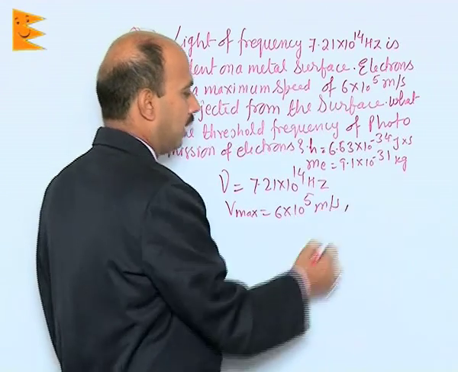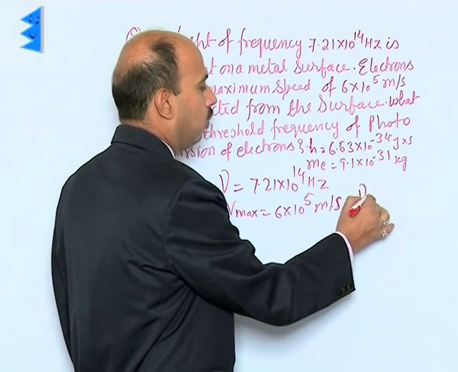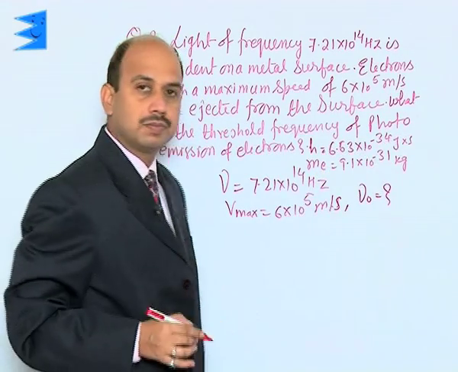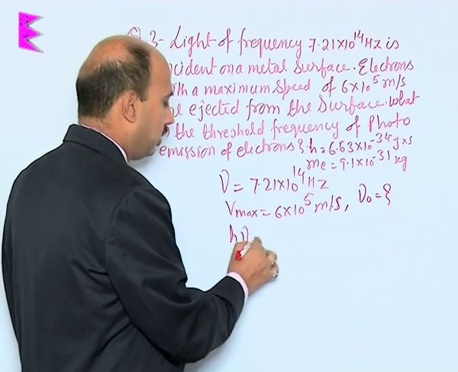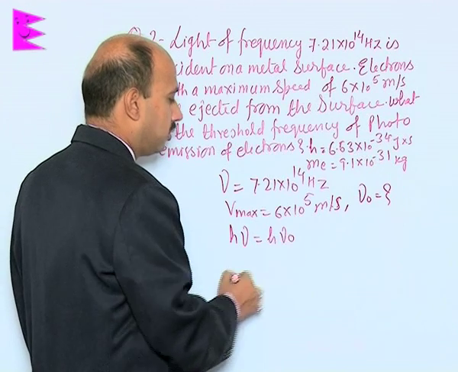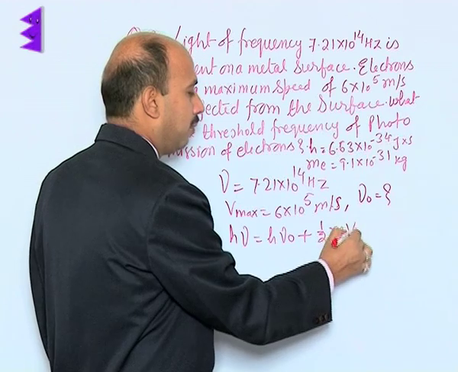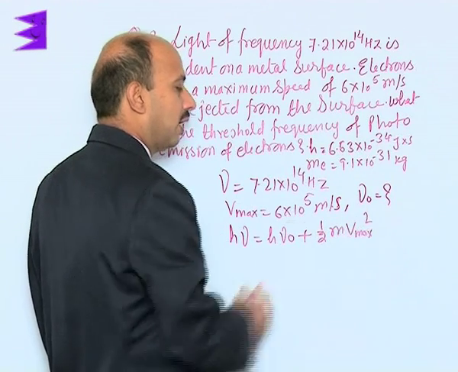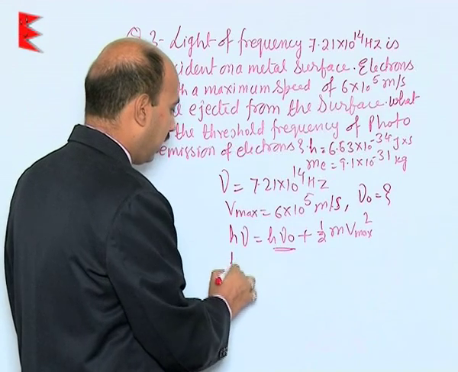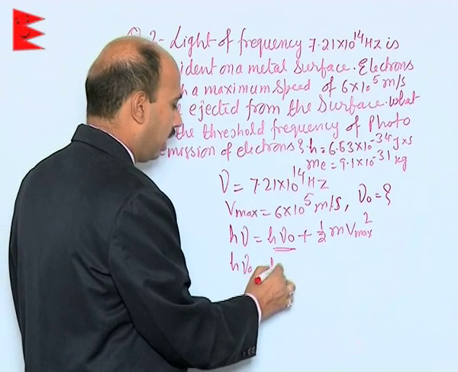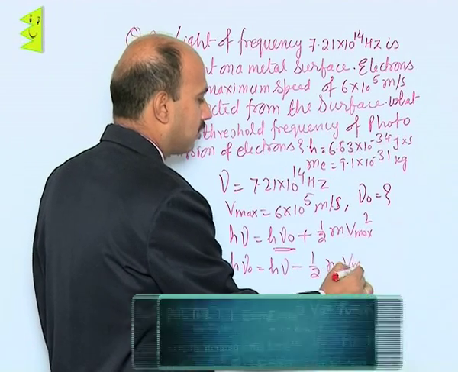We have to calculate ν naught here. We know Einstein's photoelectric equation: hν = hν naught + ½ m v_max², that is a kinetic energy. So we have to calculate this. So we can write hν naught = hν − ½ m v_max².